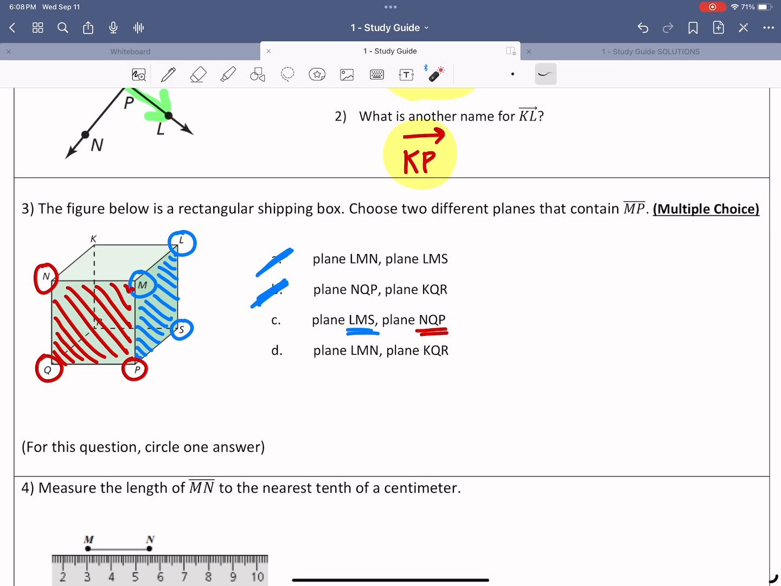Well, again, the question asks, do these two planes contain MP? Turns out this one borders both of them, okay? This left side and then this right side. They share that little line segment, okay? So kind of a neat problem. Turns out this is our answer choice. These two do actually contain the line segment, okay? If you do the last one, you'll also see that doesn't work.